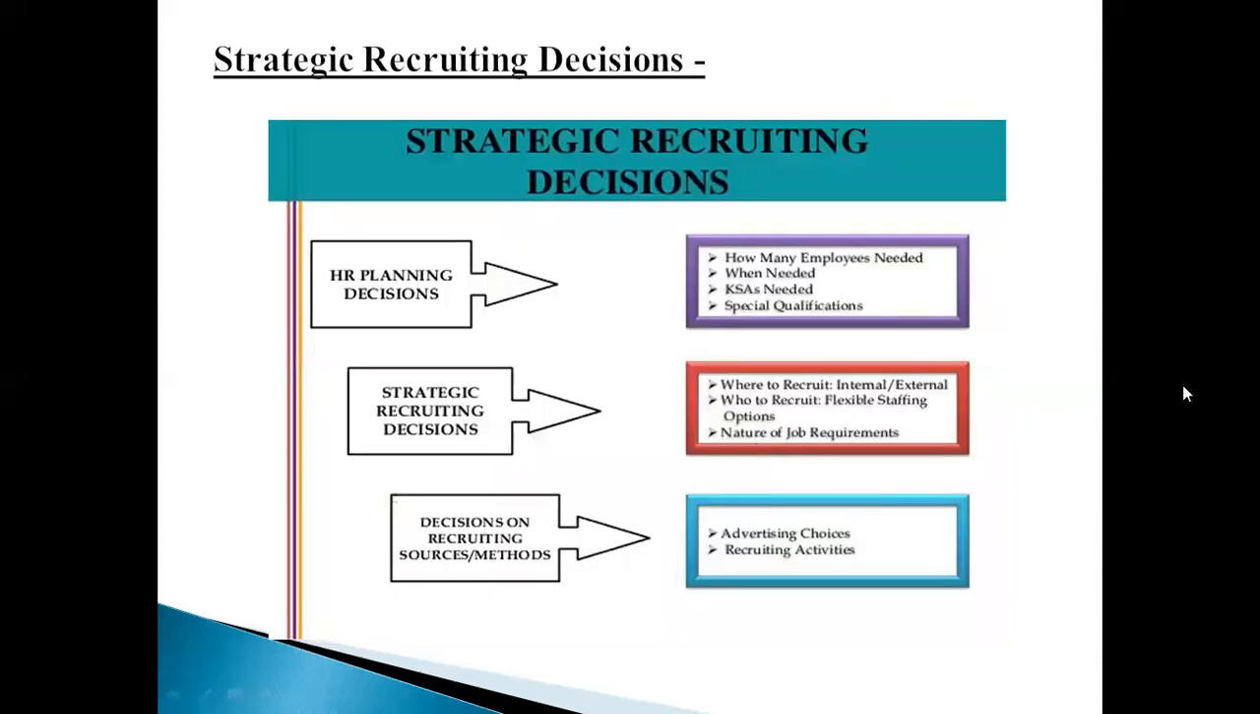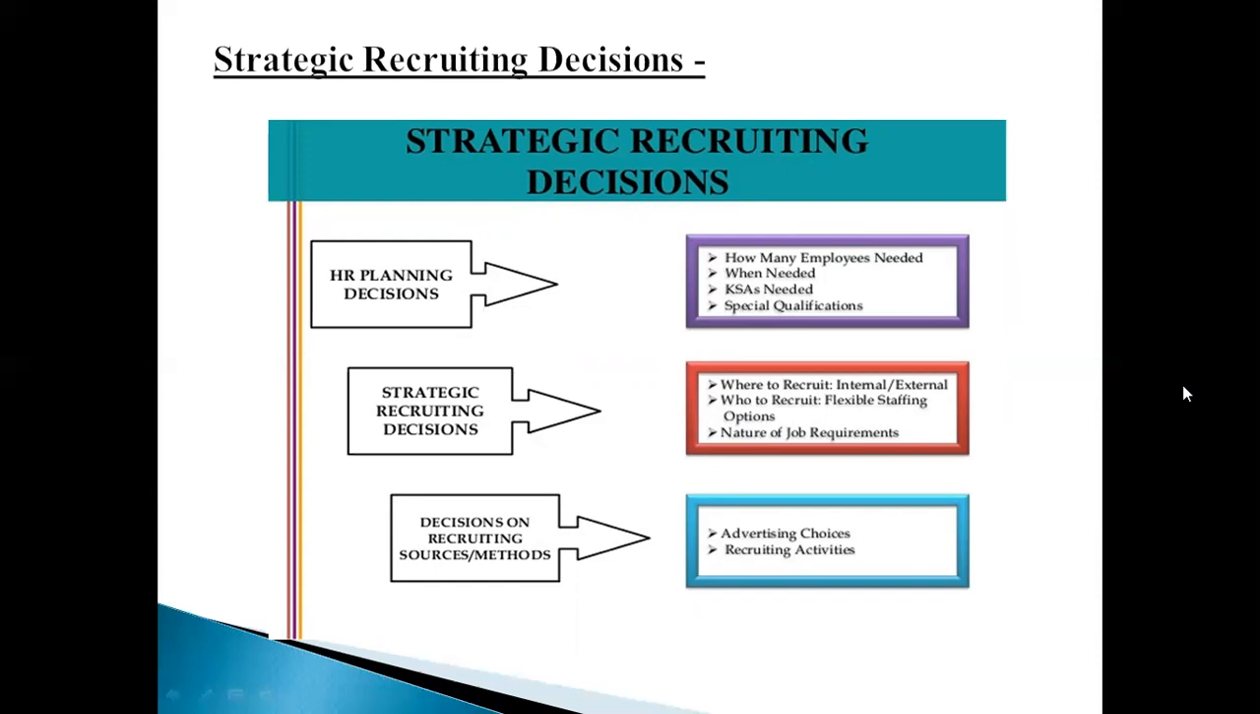Next, we'll move to the strategic recruiting decisions. What are the strategic recruiting decisions? HR planning decisions. In that, how many employees are needed? In HR planning we have to plan how many employees are needed, and when they are needed, that is decided. Also the special qualifications of the employees. These things have to be properly done in HR planning and decisions have to be taken on this.